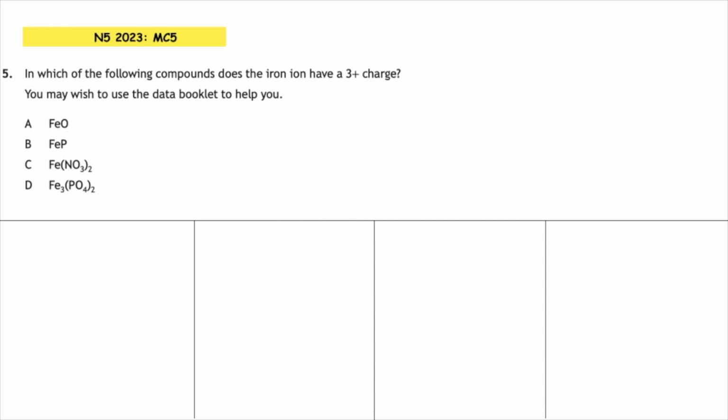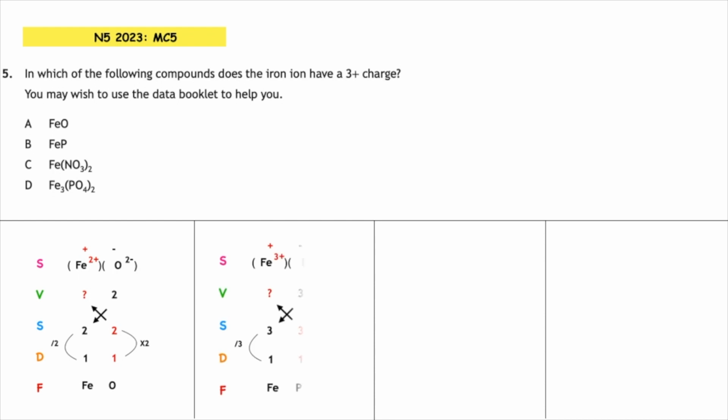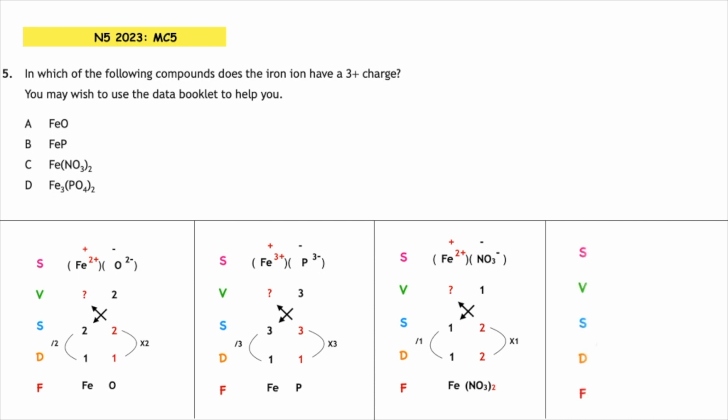Multiple choice 5, in which of the following compounds does the iron have a 3 positive charge? You may wish to use the data booklet to help you. So for us to work out the charge on a transition metal, I've tagged the video to show you the steps, but we would do a reverse SV-SDF, where we can put the fixed valency of the other element in the compound, which is not iron. When we do this, we can see that the only one which has an Fe3 plus ion is multiple choice answer B, iron phosphide.